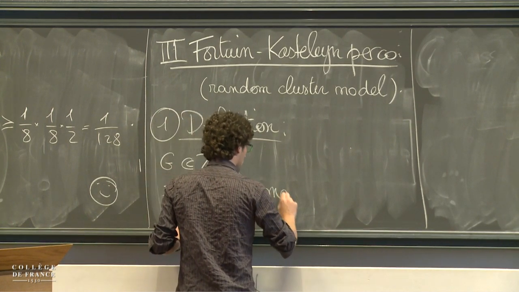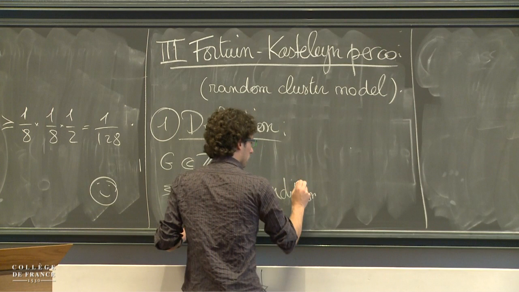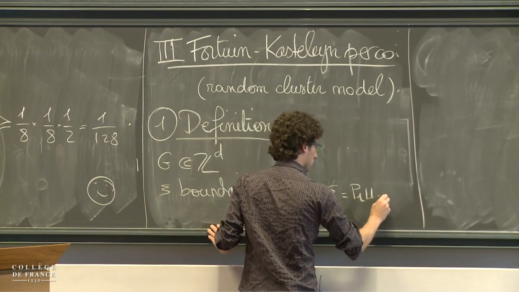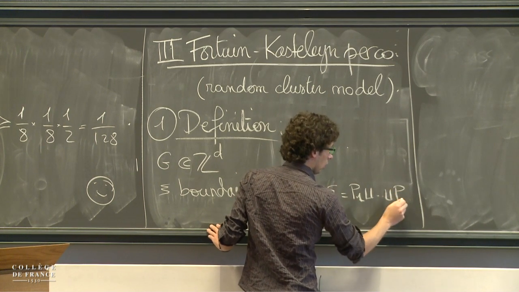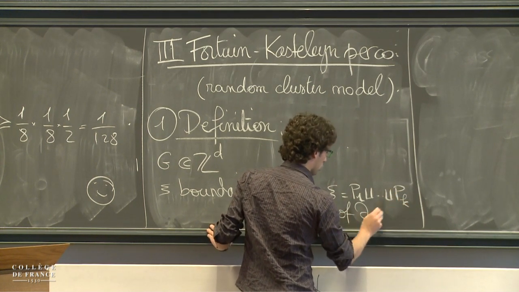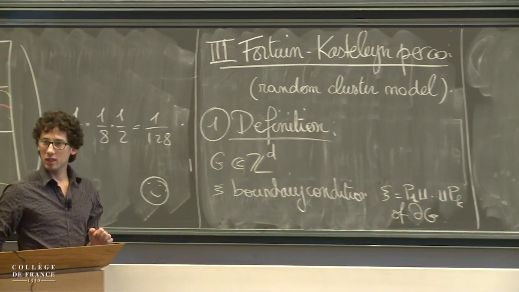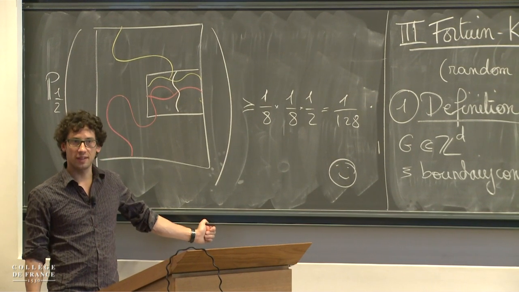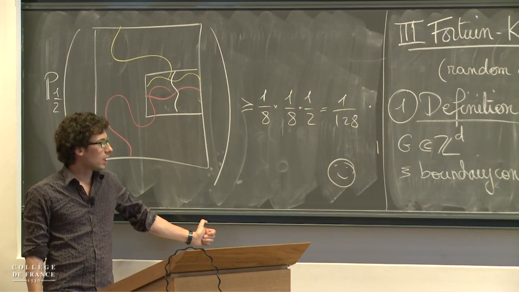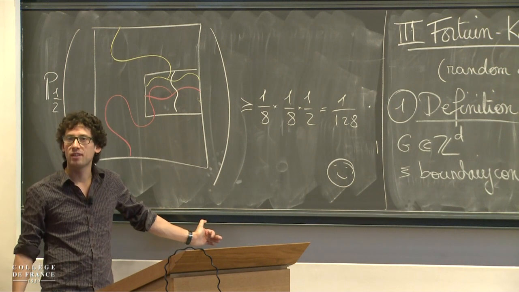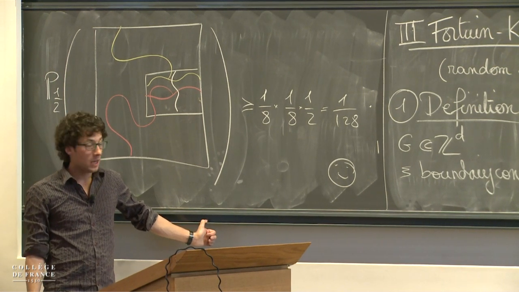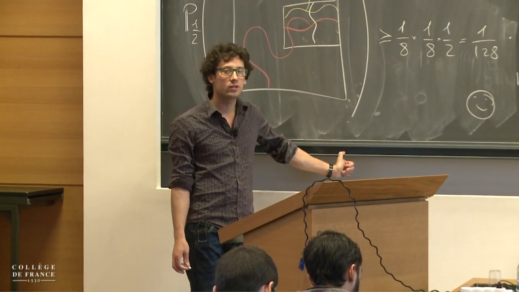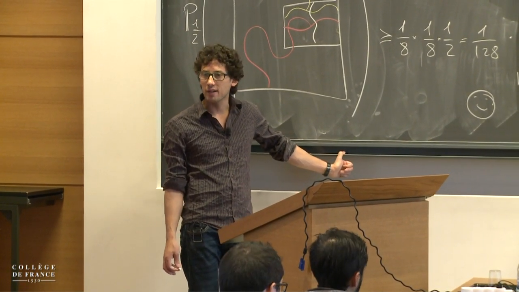So what is a boundary condition? It's just a partition of the boundary of my graph. The boundary of the graph is the set of points that are connected by an edge to a vertex outside the graph, and psi is just a partition of this set. You should understand this partition as telling you how the sites are connected outside my graph.